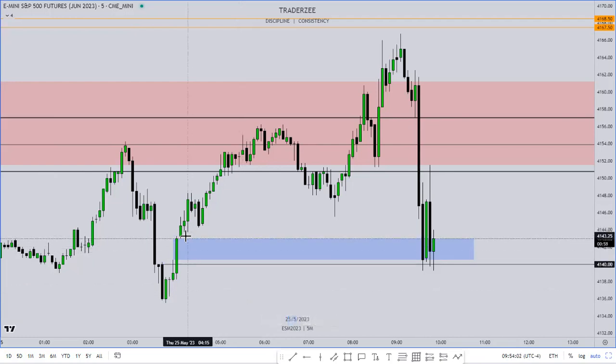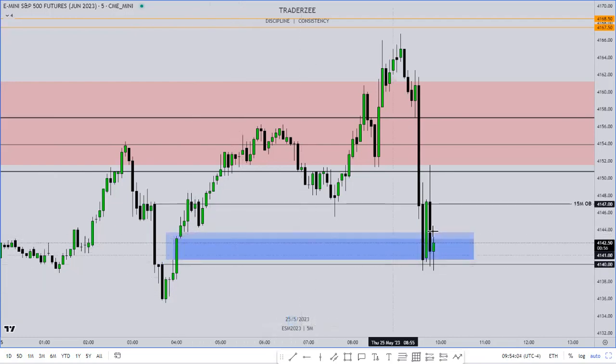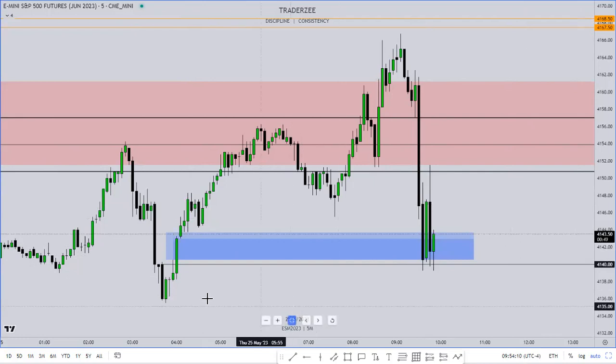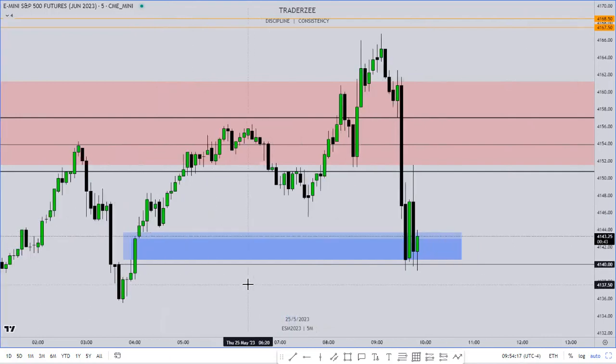Actually, I see this. I would get it back. I would take out the 15-minute order block because you have a refined order block. Why? Because I'm not using the 15-minute order block as support or resistance anymore, because I have a refined one.